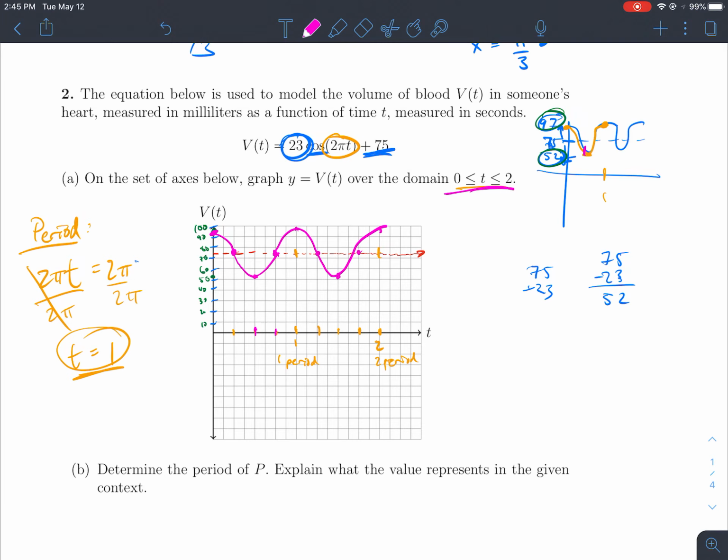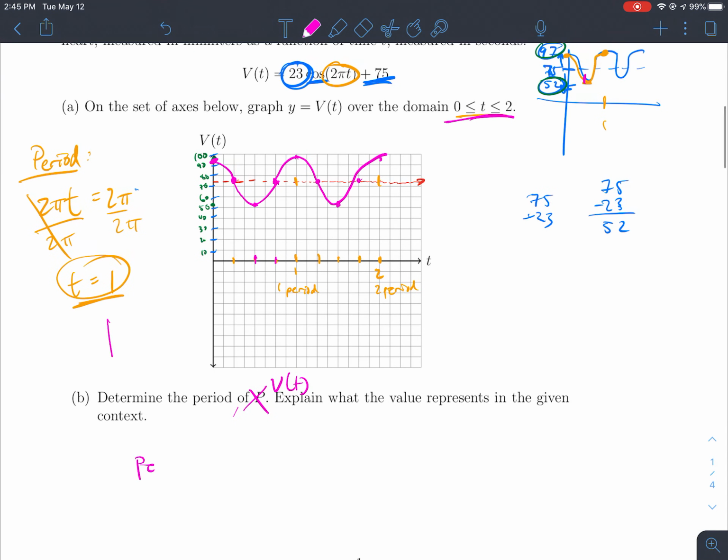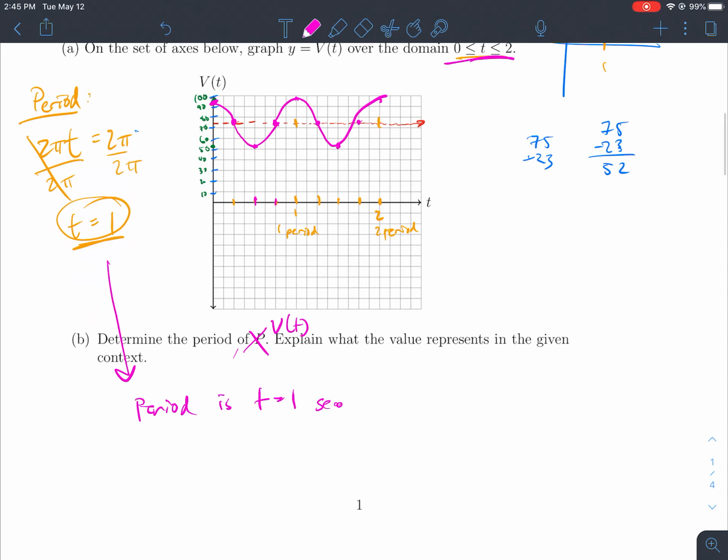All right, so to determine the period of V of T, explain what the value represents in the given context. So we found that the period is T equals 1, and the units of T, they told us, were seconds. This is the amount of time, by definition of the period of a trig function, this is the amount of time it takes to repeat one cycle.